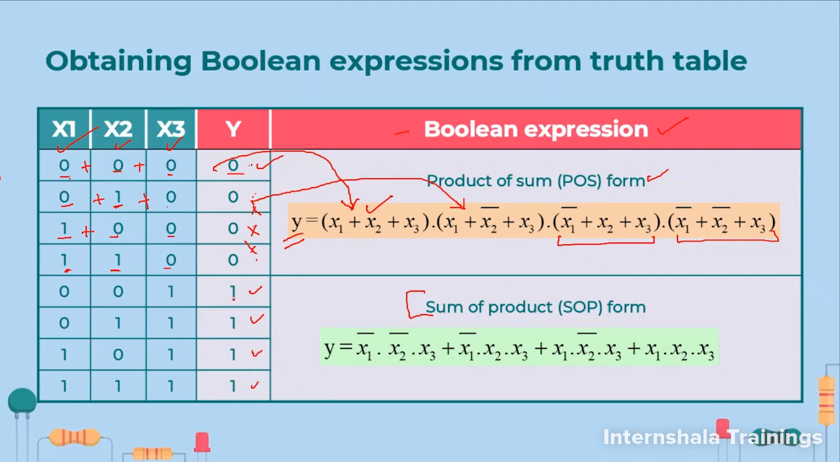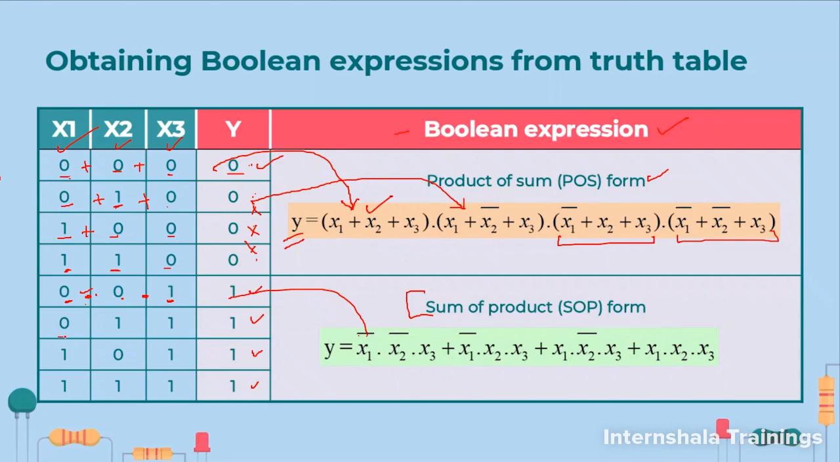Every term where the output is 1 is going to be called a product term. That means between every two variables I am going to have a dot, that means product. And for the variables, if it is 0, it will be taken with a complement, and if it is 1, it will be taken as it is. So the first product term will be x1 bar dot x2 bar dot x3.